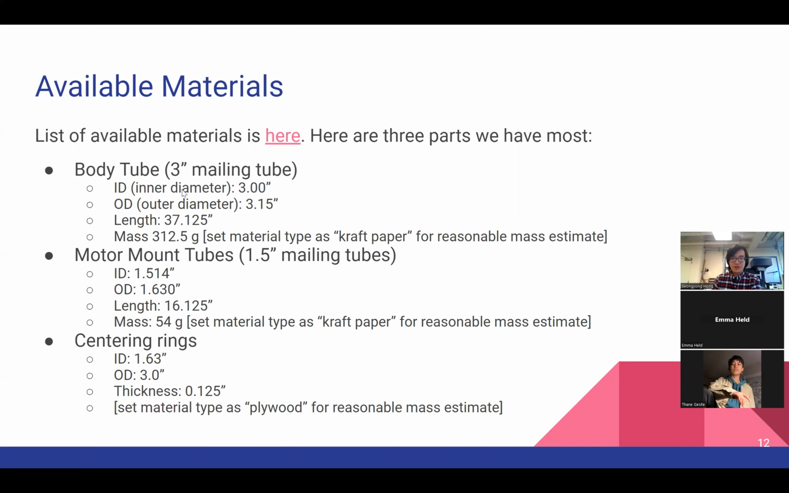This 3-inch mailing tube you can utilize as the body tube, and this mailing tube you can utilize as the motor mount tube, and the centering ring you can use to join this motor mount tube and the body tube. And here are all the inner and outer diameters for all of these components, and the notes for how you can model these components in OpenRocket.